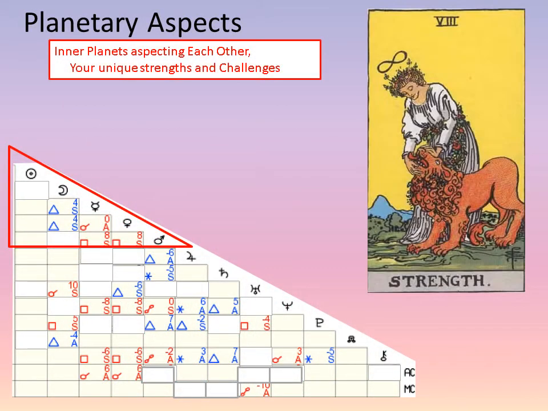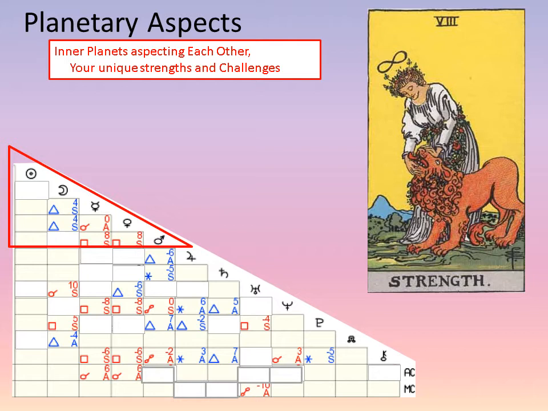So let's look at the planetary aspects some more. The inner planets aspecting each other represent your unique strengths and challenges. The top part of the grid of Sun, Moon, Mercury, Venus, Mars shows how they aspect each other, and those are quick moving planets, so they describe you as an individual.